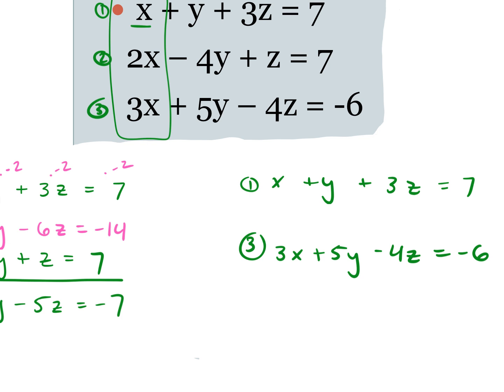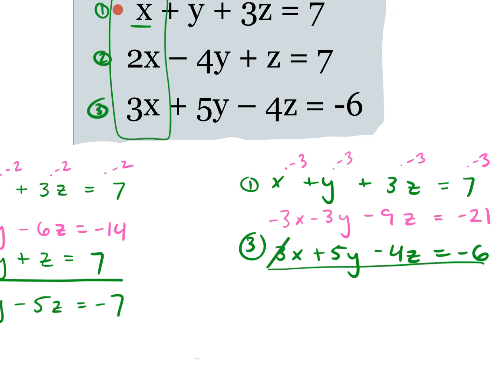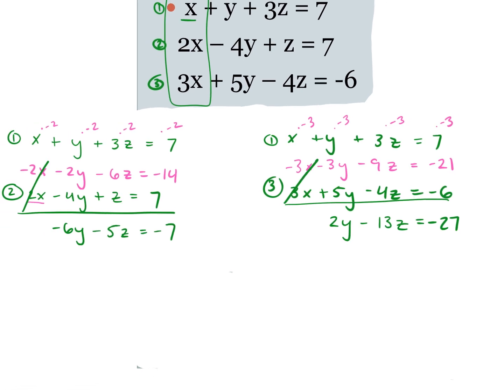Negative 3, perfect. So we get negative 3x minus 3y minus 9z is equal to negative 21. So now let's combine these together. X's cancel now. We're left with 2y minus 13z is equal to negative 27. What should we do next?